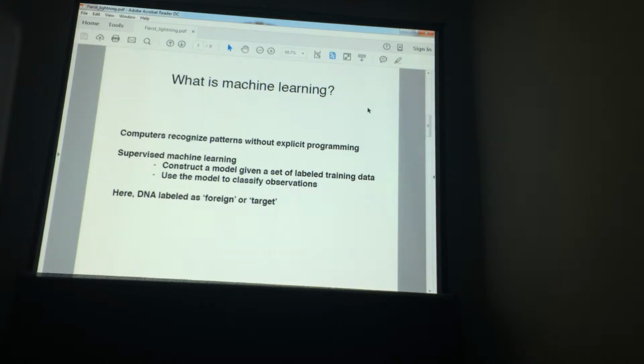And so what we've been working with is machine learning techniques. So what is machine learning? Generally, it's when we're asking computers to recognize patterns without explicitly telling them what those patterns are or what they should be. For supervised machine learning, we construct a model given a set of labeled data, and then we use that model to classify future observations. So here, for example, we're looking for DNA that we've labeled as either foreign or as target.